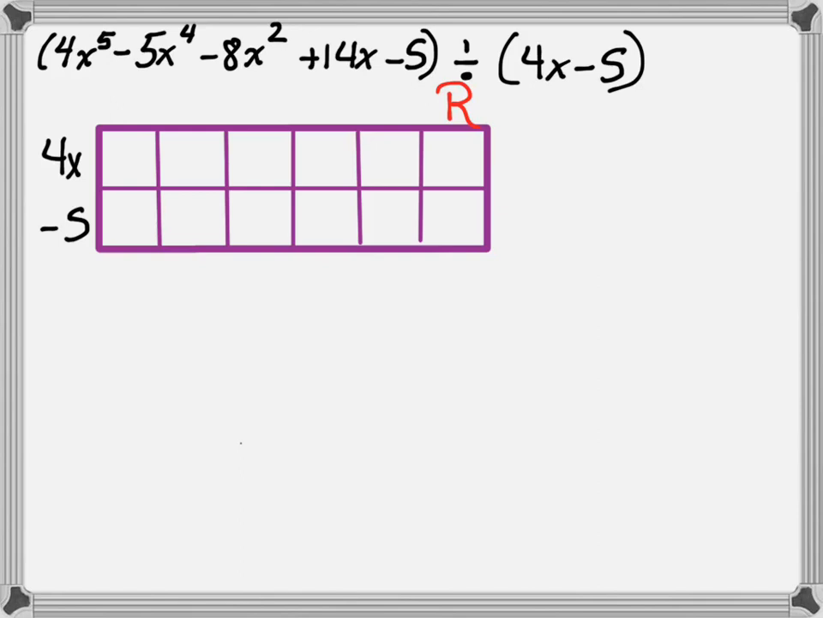What if I had an x squared in what I'm dividing by? Which row would that go in every single time? The one with the x goes in the second and the constant goes in the third. So these need to go down in order from highest exponent to lowest exponent. They may not always be written in order, so make sure you rewrite it. What goes in the first box? 4x to the 5th.